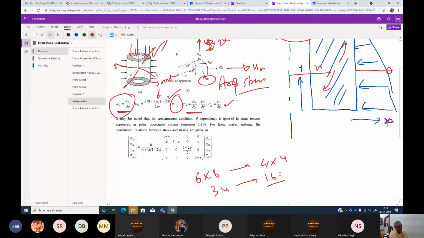So we can reduce the 3D problem into 2D in 3 ways. One is plane stress, one is plane strain, and another is the axisymmetric condition, which is given here.